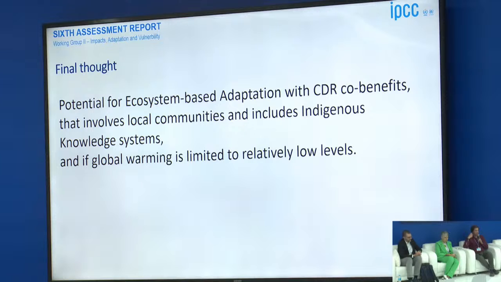And then finally, involving local communities and including indigenous knowledge systems around things like planting indigenous trees, fostering local biodiversity is a really crucial part of an ecosystem restoration and CDR co-benefit strategy.